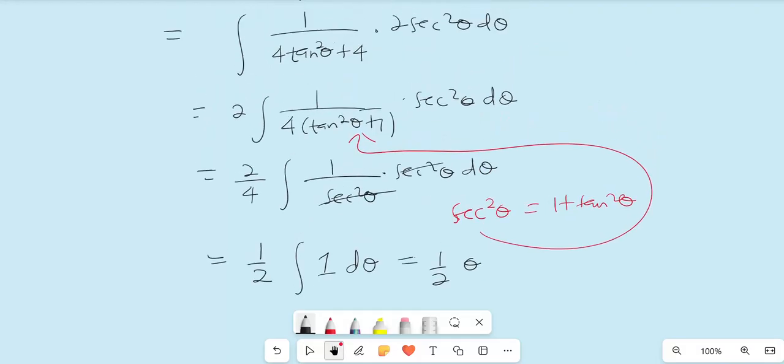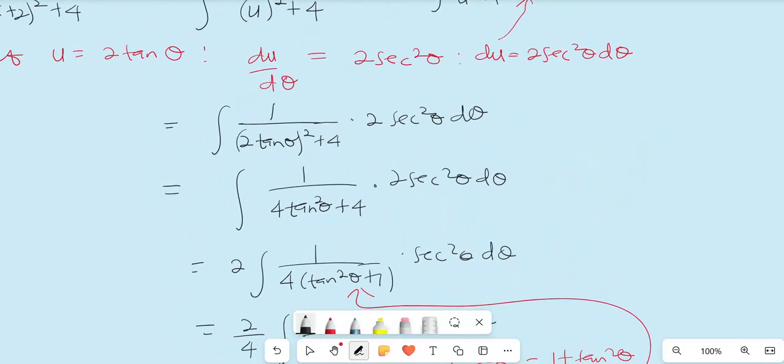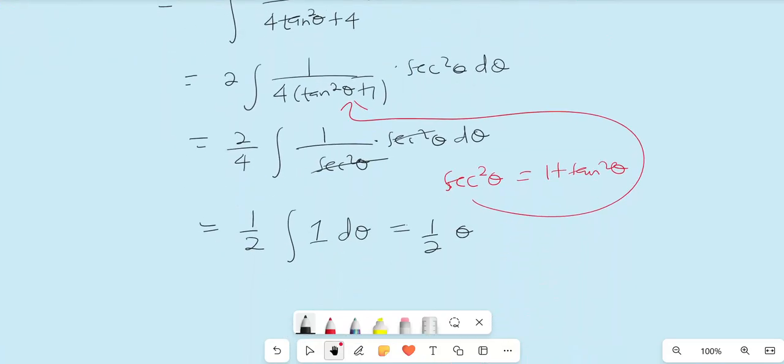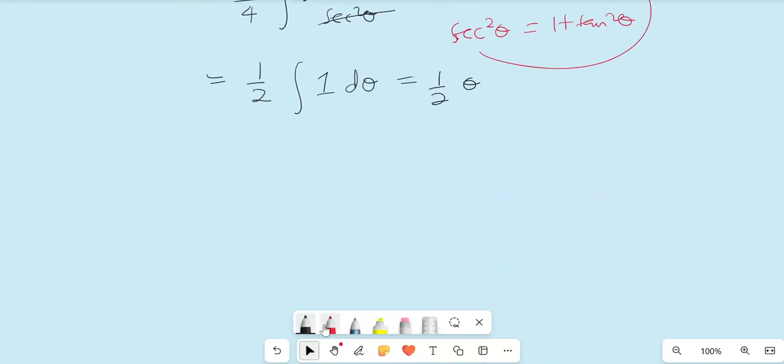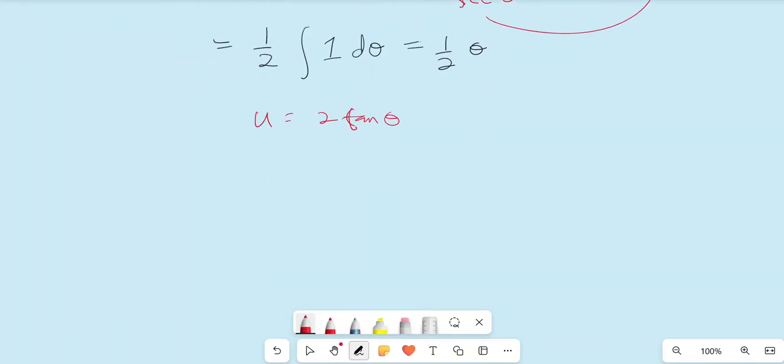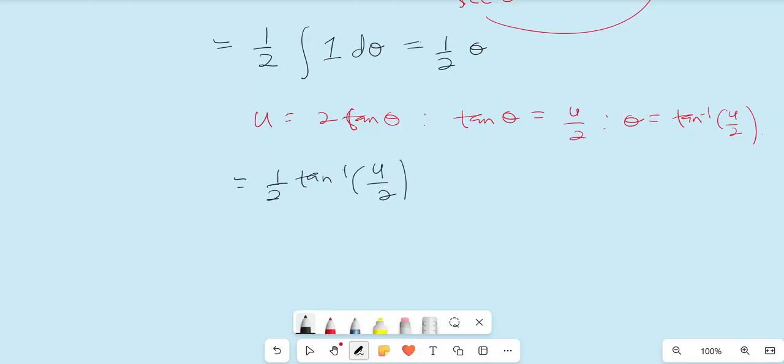So what is theta in terms of u? We know that u is 2 tan theta. That means tan theta is equal to u over 2, and theta is the arctan of u over 2. So we can plug that into our integral. The integral now becomes 1/2 of theta, and theta is the tan inverse of u over 2.